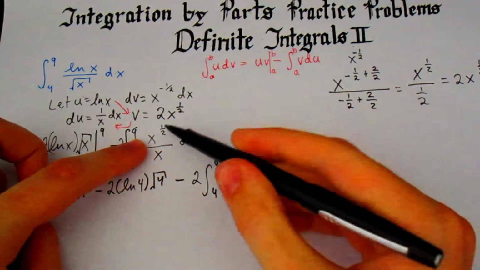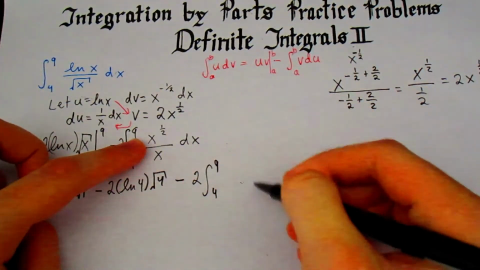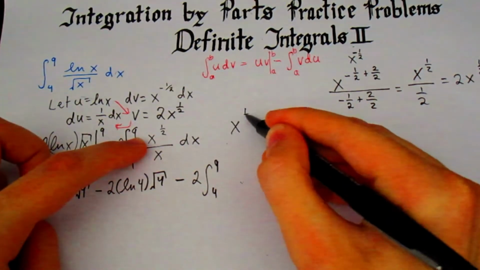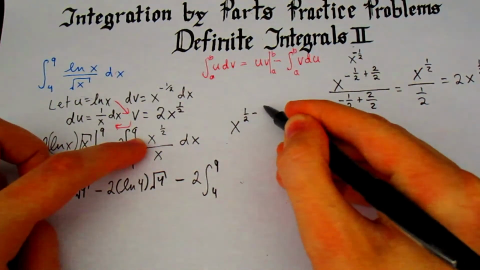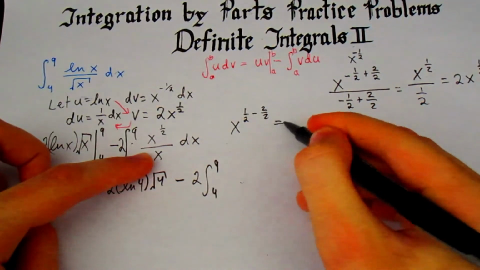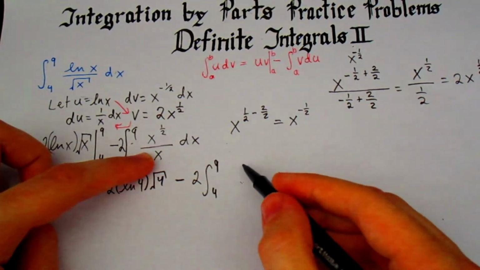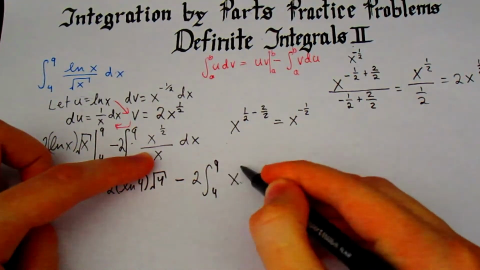Now we could simplify this by subtracting the exponents right here. That's x to the 1/2 minus 1. Okay, that equals x to the negative 1/2. And that's what goes in here.